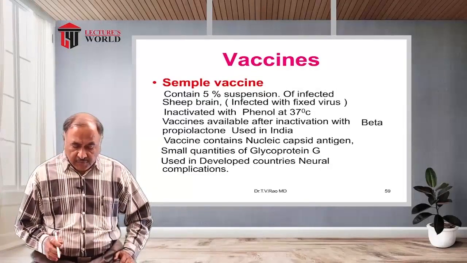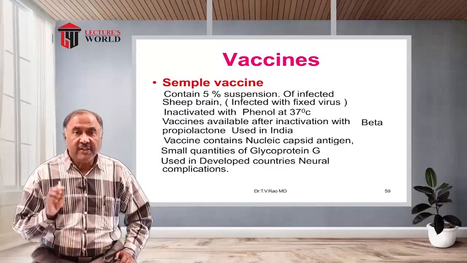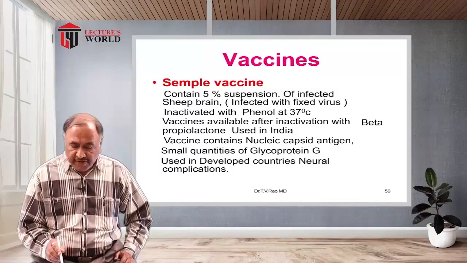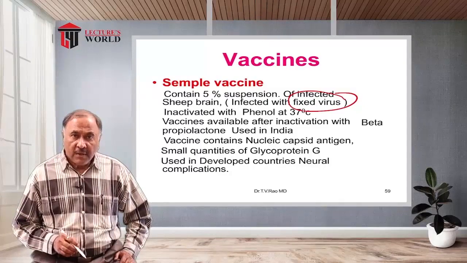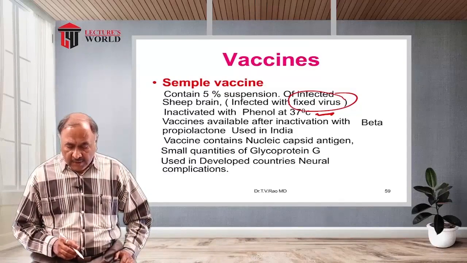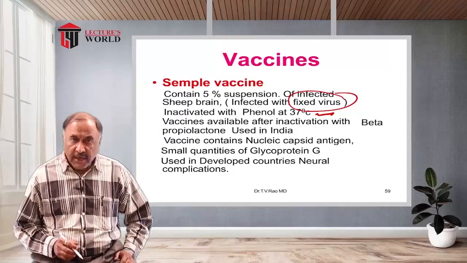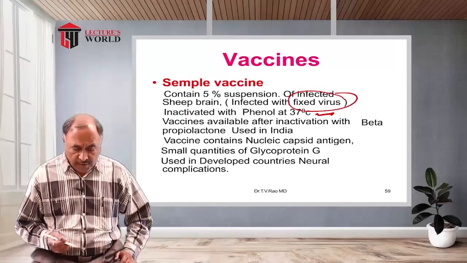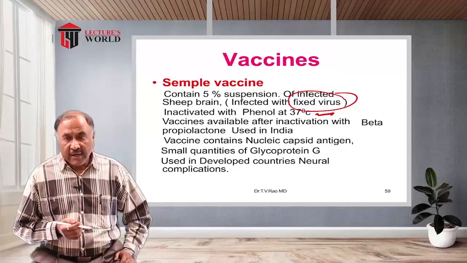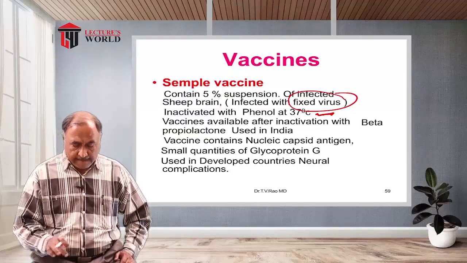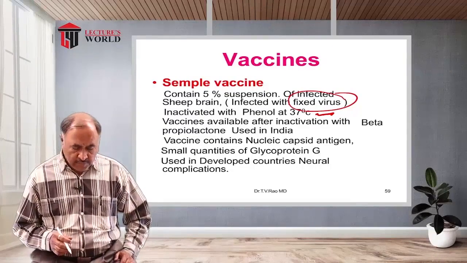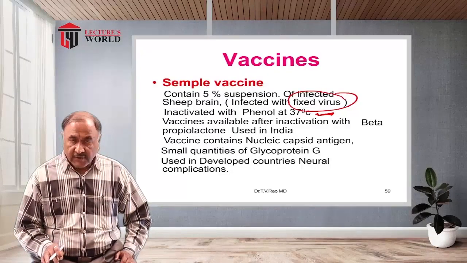This vaccine contains a 5% suspension of infected sheep brain, that is, sheep brain which is infected with fixed virus. It is inactivated with phenol at 37 degrees centigrade, and vaccines are available after inactivation with beta propiolactone, which is commonly used in India. The vaccine contains nucleic acid, capsid antigens and small quantities of glycoprotein G.